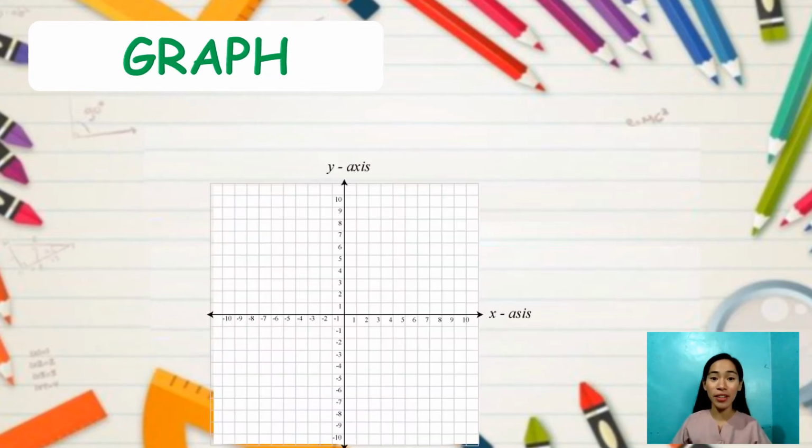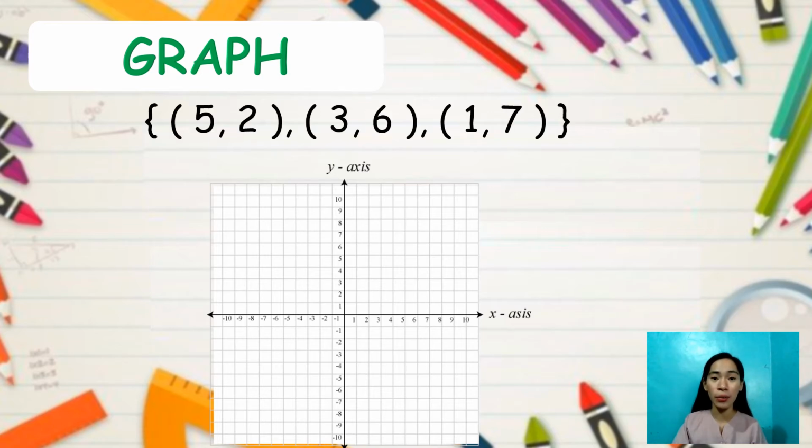Now, let us have a graphical representation of relation. So wherein we're going to use a Cartesian plane to plot the points in the given relation. So in this example, that is going to plot the given points. So (5, 2) is in here. Next, the point (3, 6), and (1, 7). So there you have it, the representation of relation by graphing.